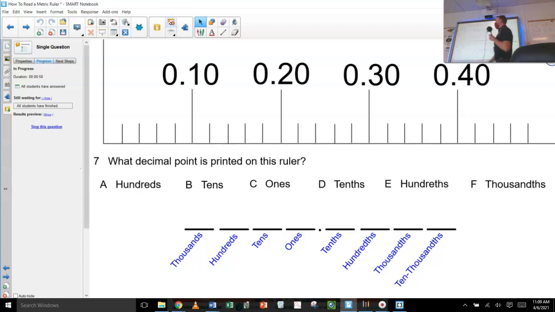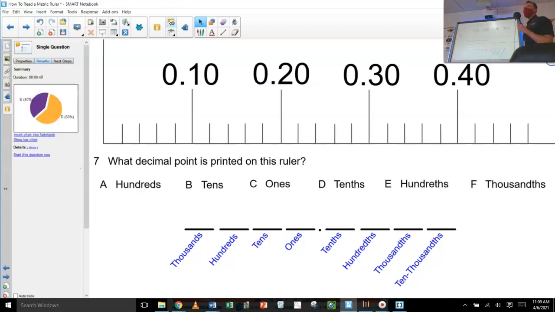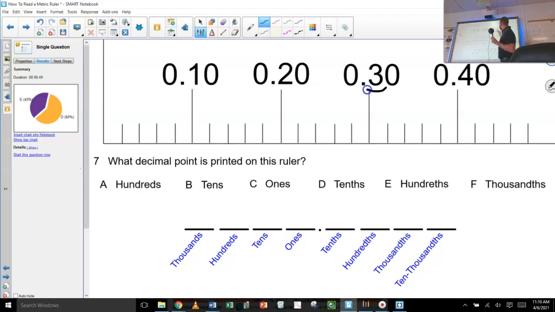Oh boy, this one's a hard one. Oh my goodness. How do you know which one's right? I picked D. Well, some people picked E. Why did you pick D? Because what is in the tenths? The three and the two and the one. So these are all.